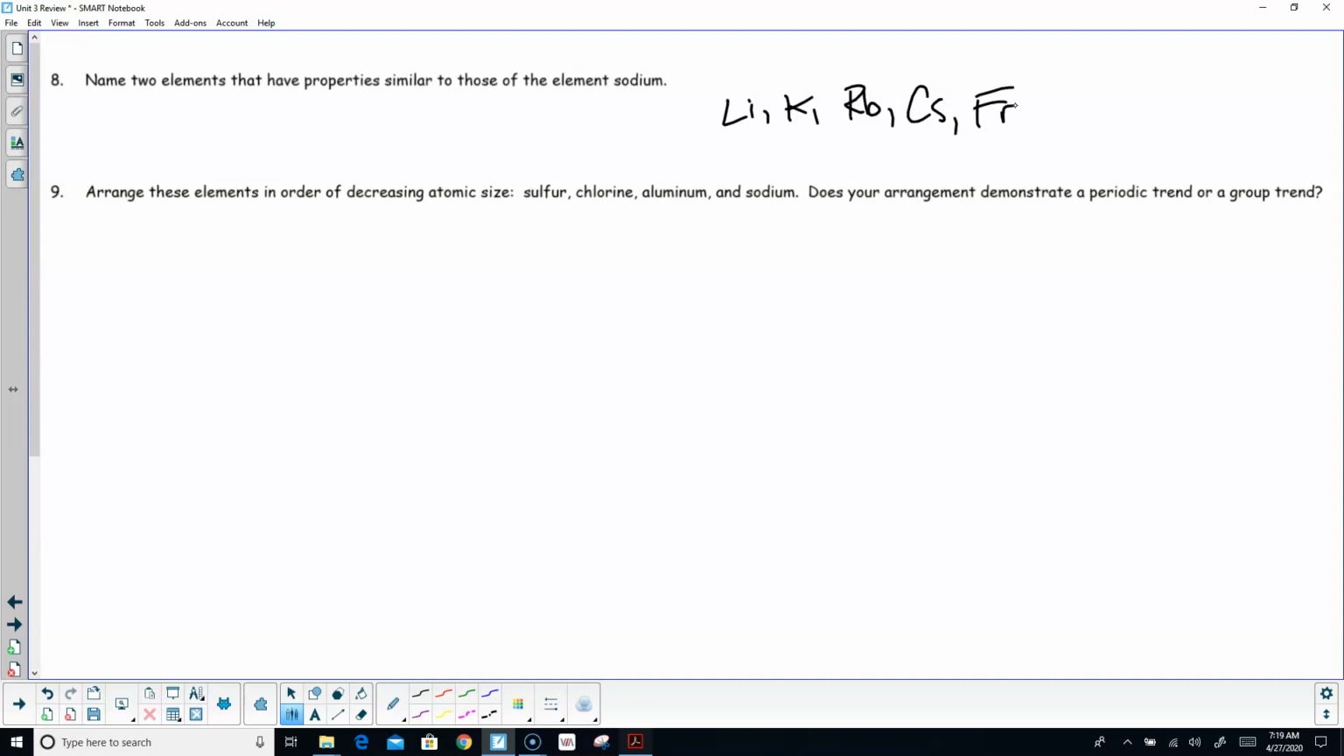Arrange these in order of decreasing atomic size. This means from the largest to the smallest. These are all elements of the third period. So the biggest one is going to be the one furthest to the left, which is sodium. The next one you're going to come across is aluminum, followed by sulfur, and then the smallest of those is going to be chlorine. Remember, as you go across left to right, atoms get smaller.